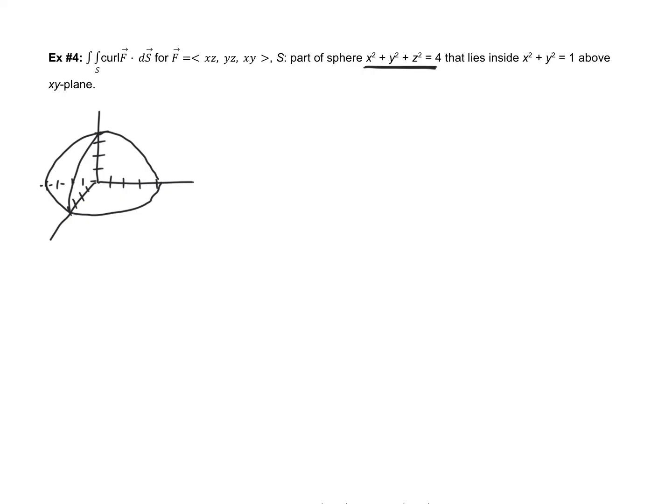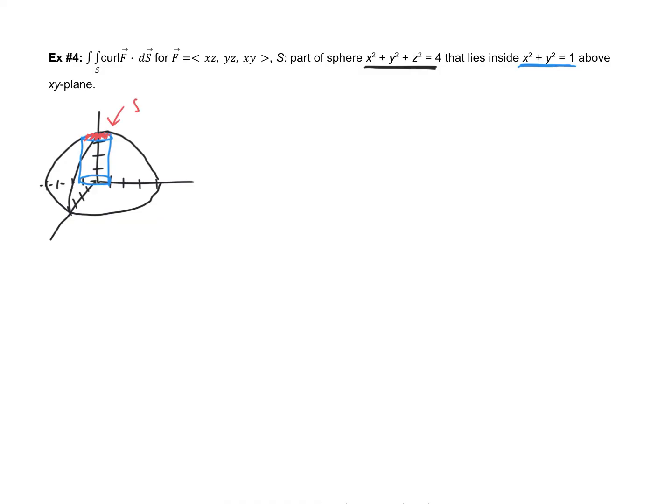Okay, the next thing that we know is we are looking inside this cylinder above the xy plane. So that would be here, going up. We know specifically that we're looking at the part of the sphere that lies inside the cylinder, which is going to be up at the top right here. Okay, so that part right here is going to be our S.